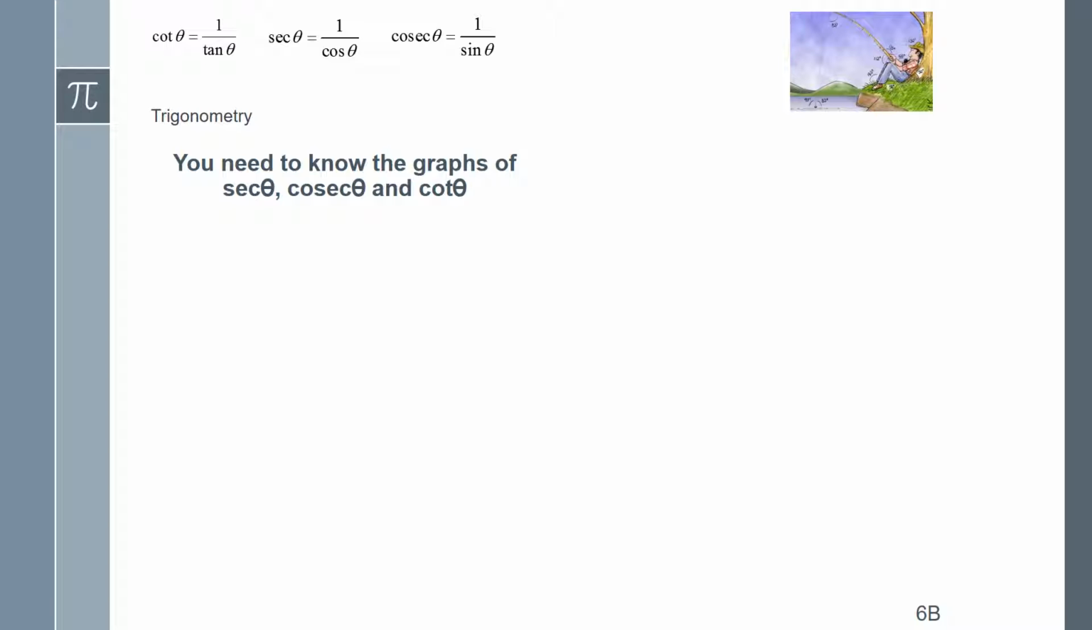We also need to know the graphs of sec theta, cosec theta and cot theta. So cosec theta is 1 over sine theta. Sine theta goes between -1 and 1. So when it's 0, it's undefined. So at 0, 180 and 360, where sine theta is 0, cosec theta is undefined. As the graph approaches 0, then you're dividing by a smaller and smaller decimal. So cosec theta gets bigger and bigger and bigger, and at 90, where sine theta is 1, then you've got 1 divided by 1, which is 1.